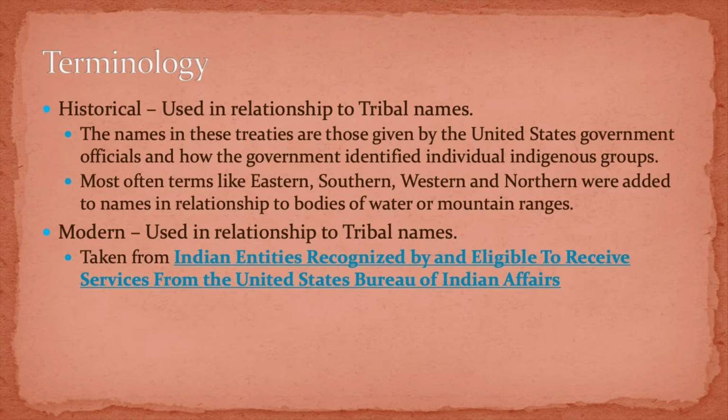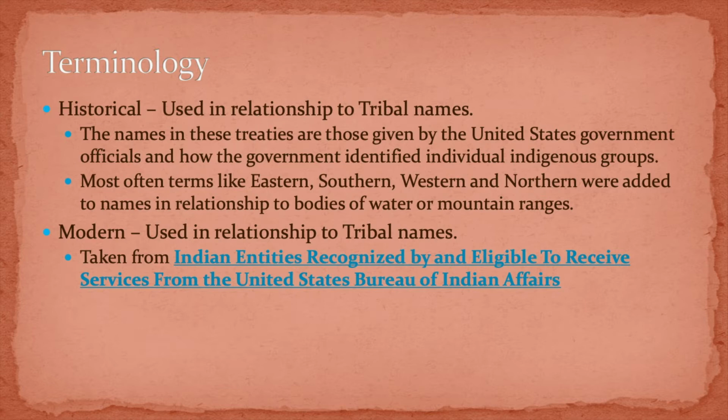If you see a tribe's name that's designated as modern, that means that that tribal name came off of the Indian entities recognized and eligible to receive services from the United States Bureau of Indian Affairs. This list is compiled yearly by the Department of the Interior via the Bureau of Indian Affairs.